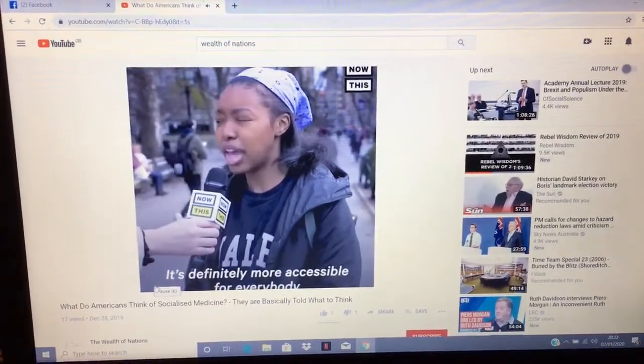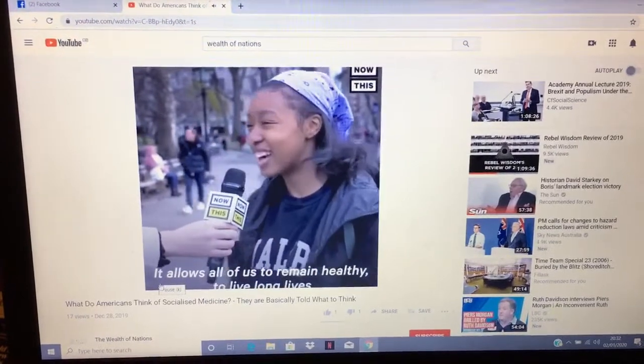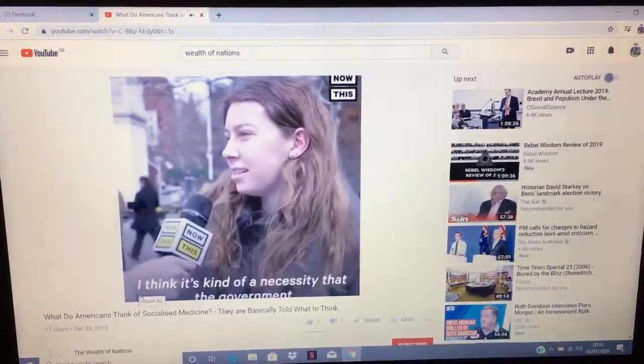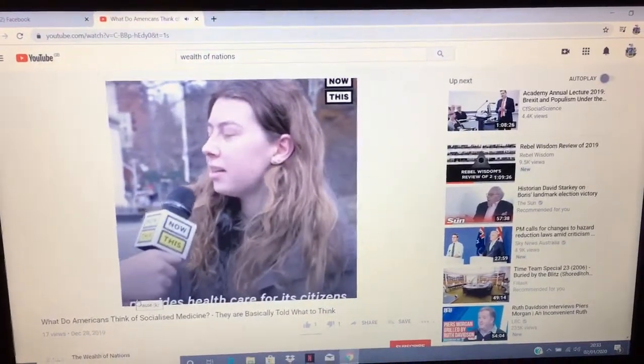Accessible for everybody, allows all of us to remain healthy, to live long lives as much as we can. I think it's kind of a necessity that the government provides healthcare for its citizens.